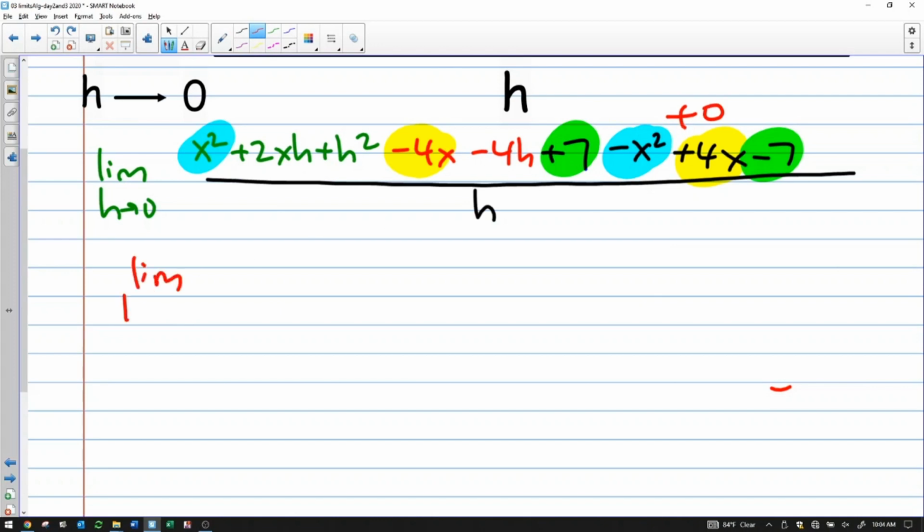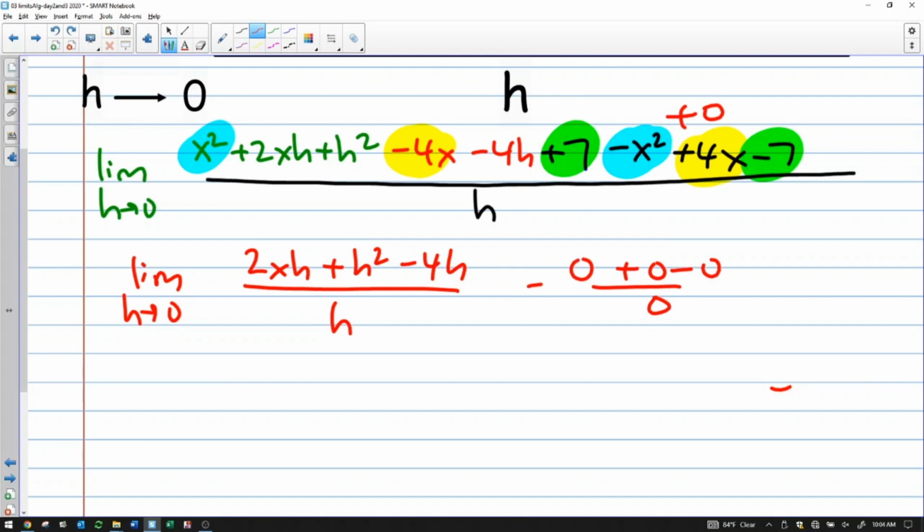So what you have now is the limit as h goes to 0 of 2xh plus h squared minus 4h over h. Now leave the x's alone. It's okay to have x in the answer. I know you're not used to it, but it's okay. What we're going to do is everywhere there's an h, I'm going to plug in 0. And if I do that, do you see I get 0 over 0? So class, what do you say?